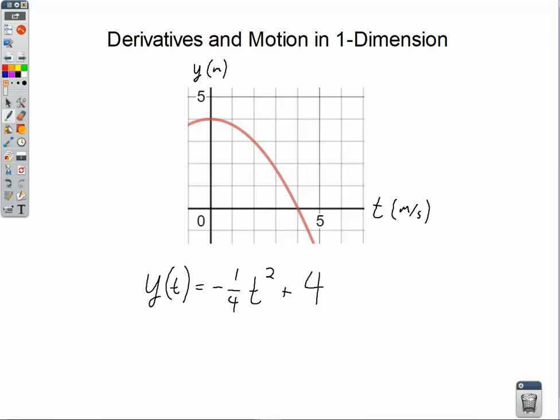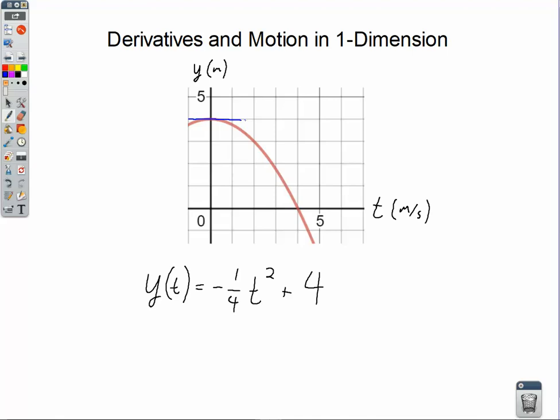So here we've got a function. Let's say it's graphing the vertical position of an object at any time t, and the function is graphed for us, and we have negative 1/4 t squared plus 4 being the equation for it. Now we know already that the slope of a tangent line gives us the velocity on this graph, the slope of position versus time, the rate of change of position versus time.